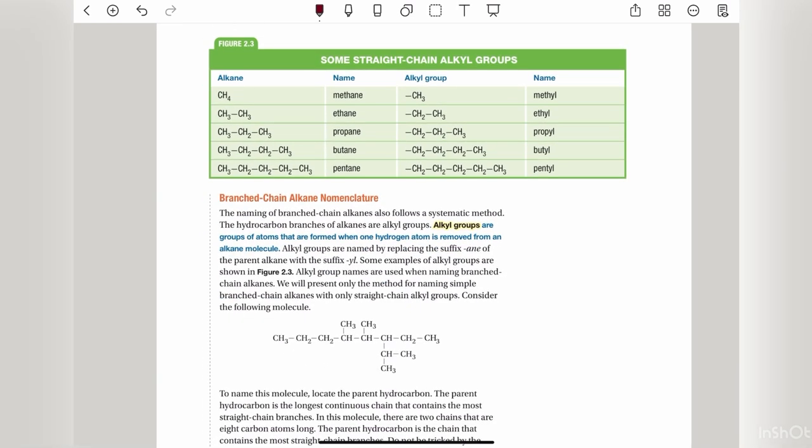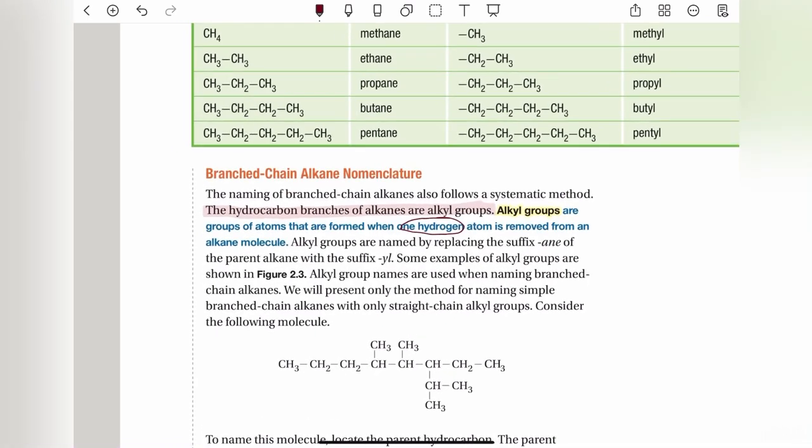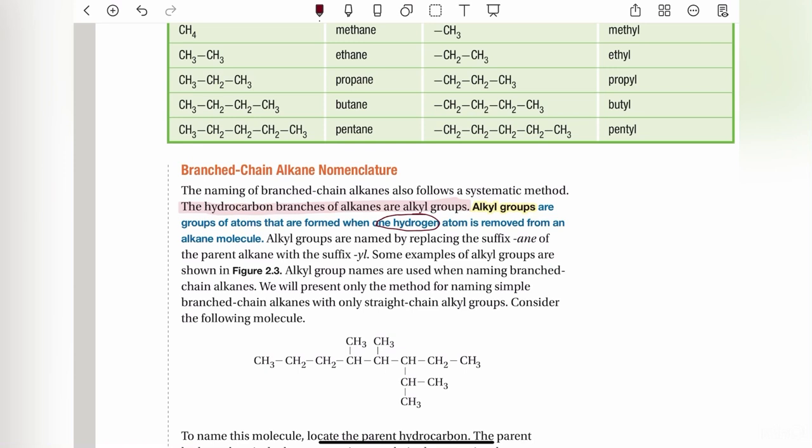Now we'll talk about branched chain alkanes and how to refer to them. So the naming of branched chain alkanes also follows a systematic method. The hydrocarbon branches of alkanes are alkyl groups. So here we have our next key term, alkyl groups. They are groups of atoms that are formed when one hydrogen atom is removed from an alkane molecule. So now we're looking at a hydrogen atom being removed. Alkyl groups are named by replacing the suffix "ane" of the parent alkane with the suffix "yl." Some examples of alkyl groups are shown in figure 2.3. Alkyl group names are used when naming branched chain alkanes. We will present only the method for naming simple branched chain alkanes with only straight chain alkyl groups.